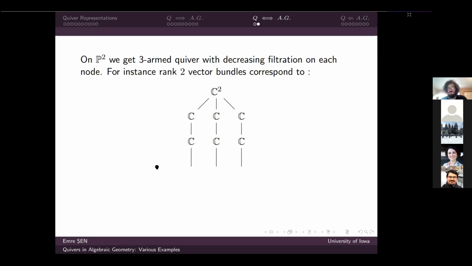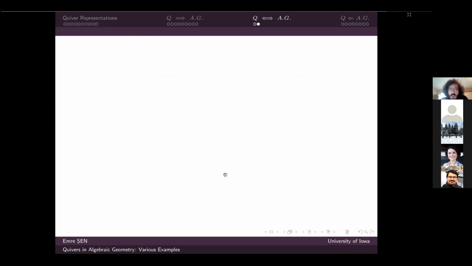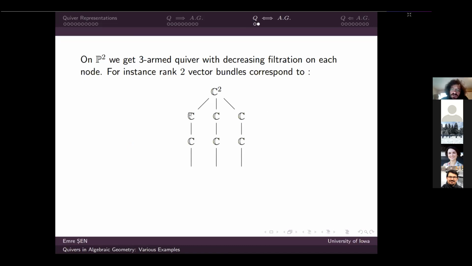Basically, this is how we can view a rank 2 toric vector bundle, right? On this intersection point, on this node, of course, here I skip the compatibility conditions, but on this node we put this C2, right? For the remaining arms, we just fill the space with C, and at some point we're going to get zeros, right? So this is just the decreasing filtration. So this is the quiver picture of this nice result.